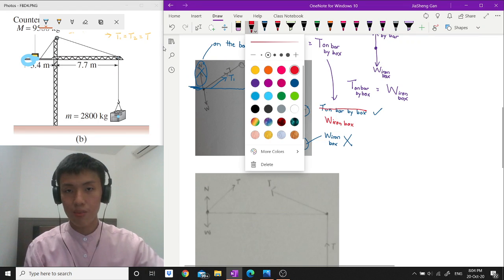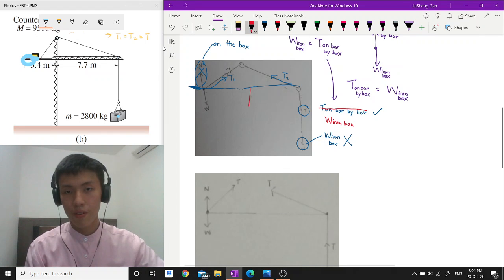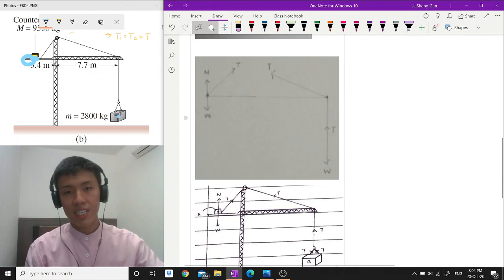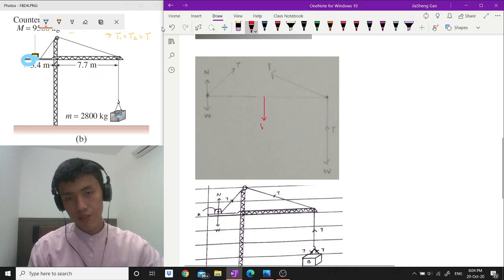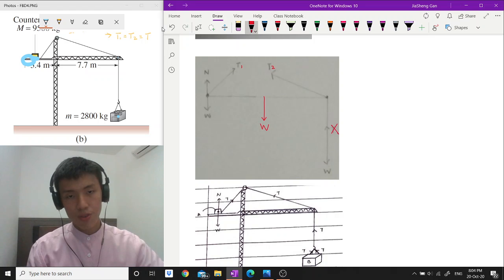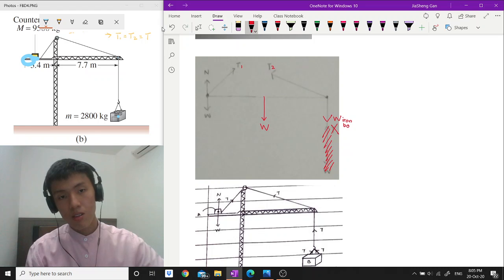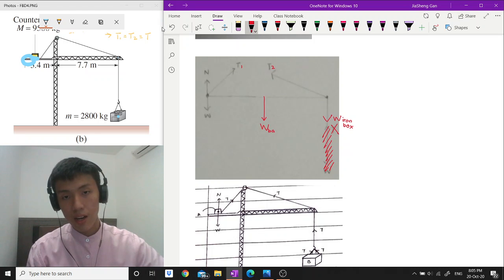Oh, this one you forgot about the weight of the object. Weight of the bar. Okay, so there's a lot of versions. Weight of the bar. So probably label tension 1, tension 2. This one you remove one thing. You can only have weight going down. Okay, this is the weight of the iron box. Then this one is the weight of the bar. Then this one is the weight of the box.